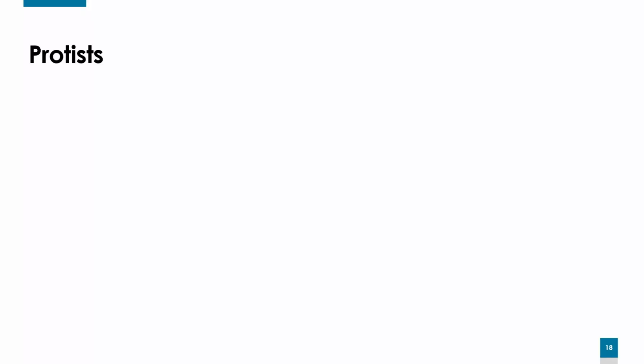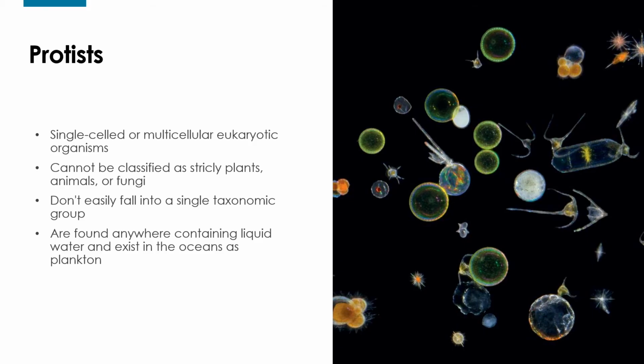All right, so last of the taxonomic groups that we're going to cover today are protists. And with protists, they are not easily categorized. They're single-celled or multicellular eukaryotic organisms. And again, like I said, they can't be classified strictly as either a plant or an animal or a fungi, so they don't easily fall into a single taxonomic group for that reason. And they can be found anywhere containing liquid water, so our oceans, or some freshwater bodies as well. And in the oceans, they exist as types of plankton.